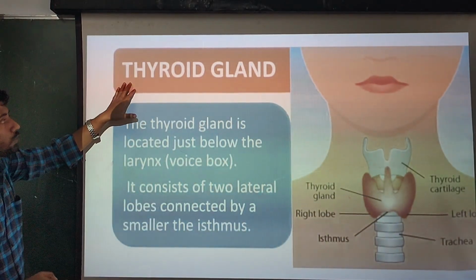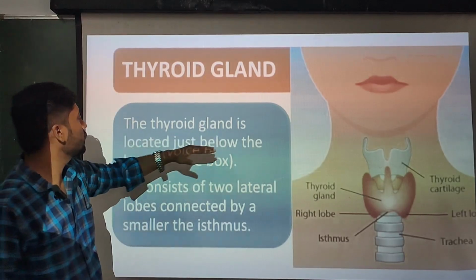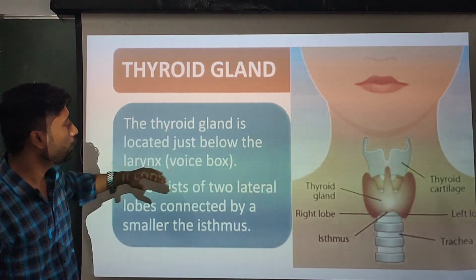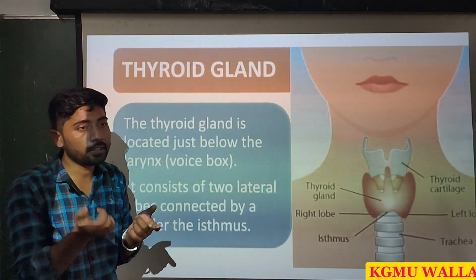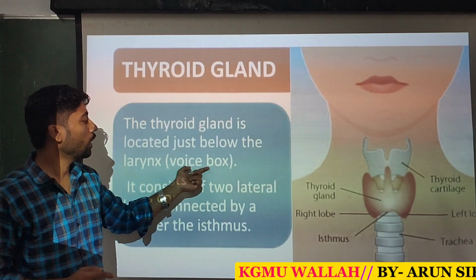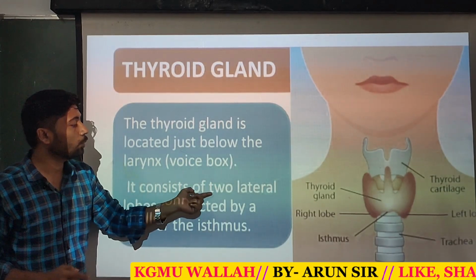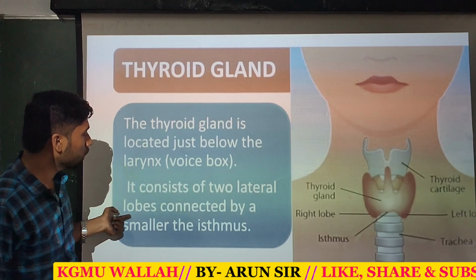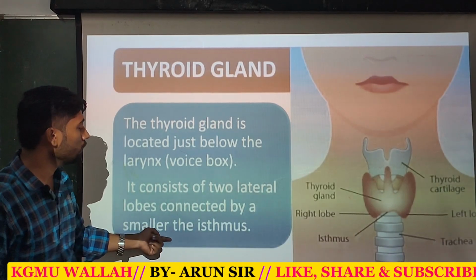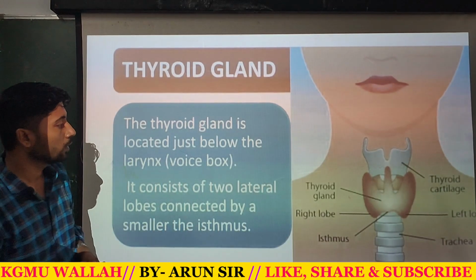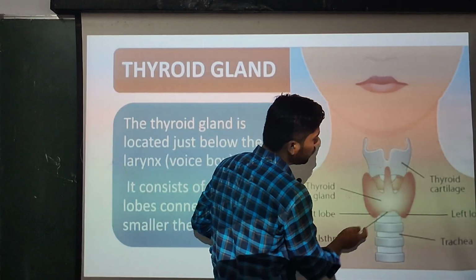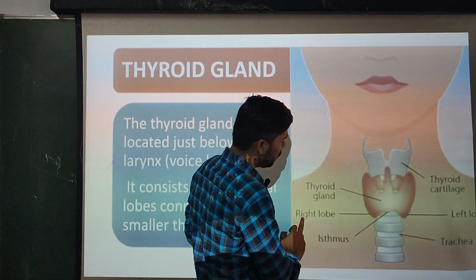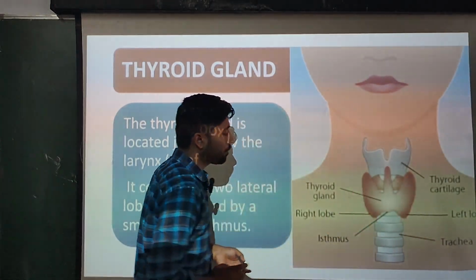So let us talk about the thyroid gland. The thyroid gland is located just below the larynx, that is also known as what? Voice box. It consists of two lateral lobes connected by a smaller part, that is the isthmus. You can see that the isthmus is located here, and the right and left lobe.